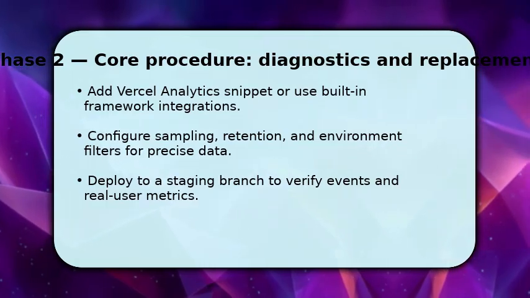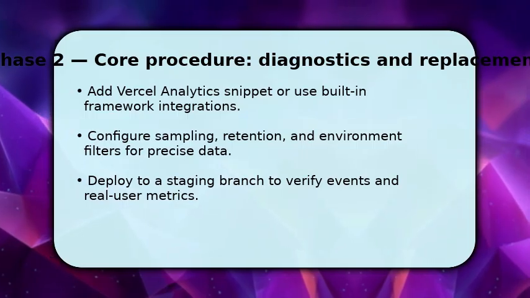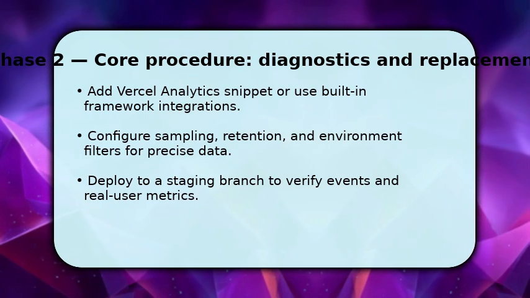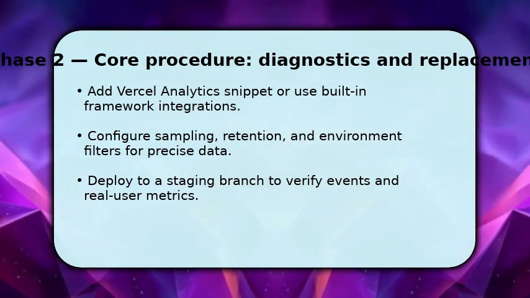After adjusting settings, deploy to a staging branch and test core user journeys. Watch for page view, LCP, FID, and custom events. If metrics appear, you're ready to refine alerts and dashboards in the next step.